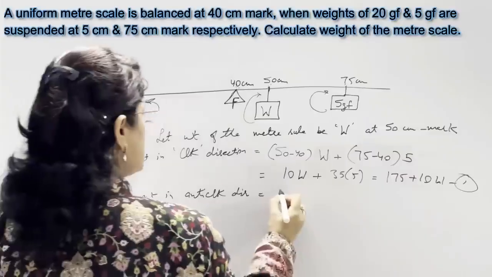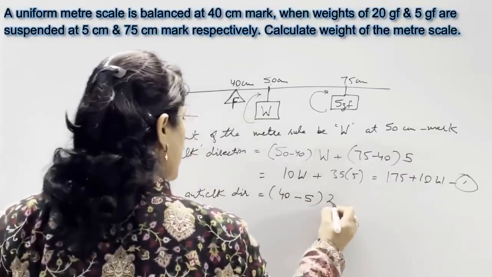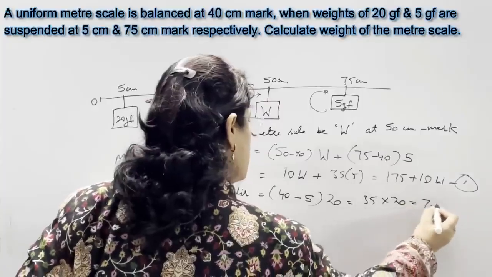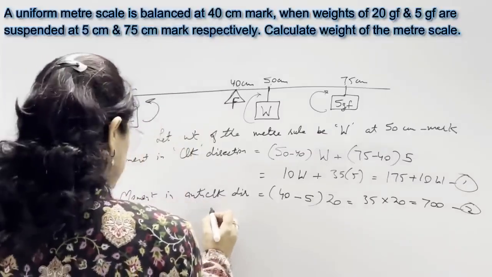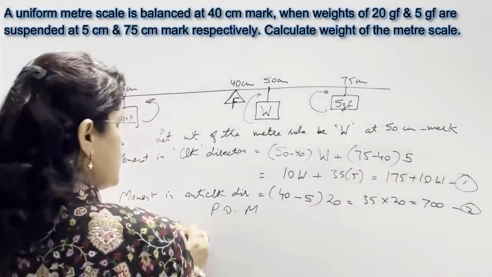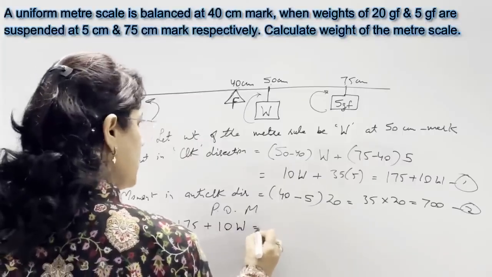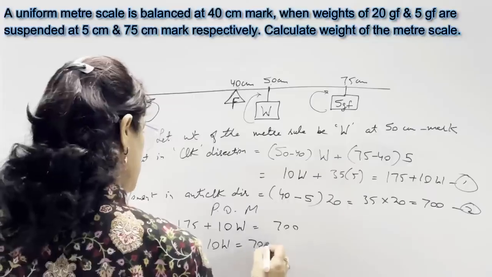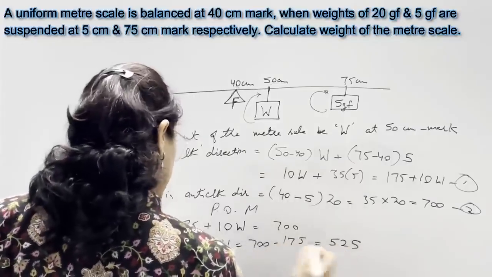What is the value of distance? 40 minus 5, and the value of force is 20. So 40 minus 5 is 35 into 20. It means 700. Now according to the principle of moment, these should be equal. So 175 plus 10W is equal to 700. So 10W is equal to 700 minus 175, and its value is 525.